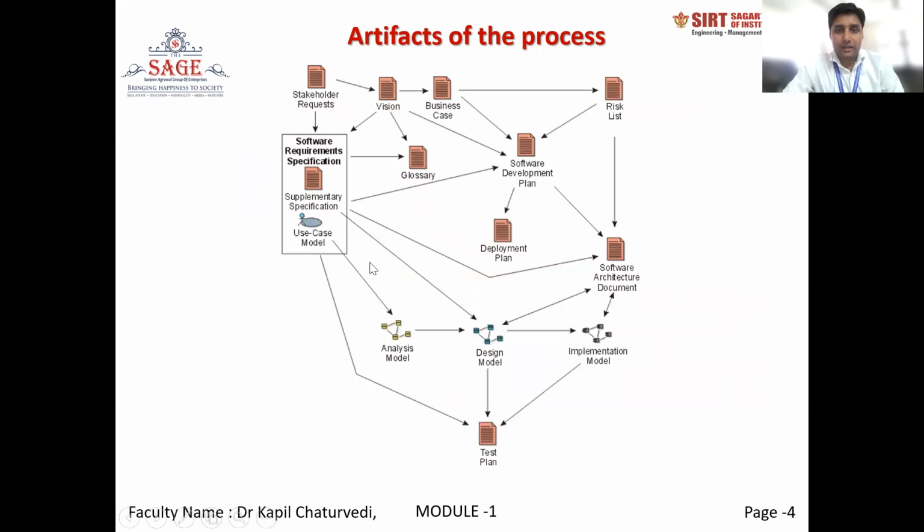In this diagram, you can see some software requirement specification, and here are some related documents. The SRS will contain stakeholder detail, vision, glossary, business cases, software development plan, deployment plan, software architecture document, risk list, and all these documents will be part of the SRS. So in a very easy way, we can understand what an artifact is and what kind of artifacts we have to manage and prepare during project development and management by seeing that diagram.